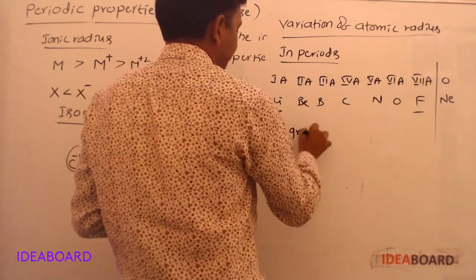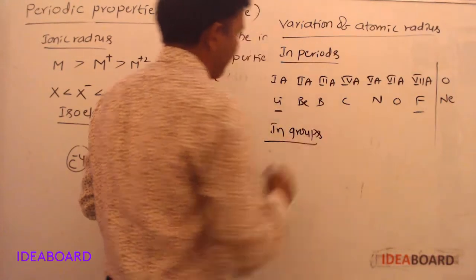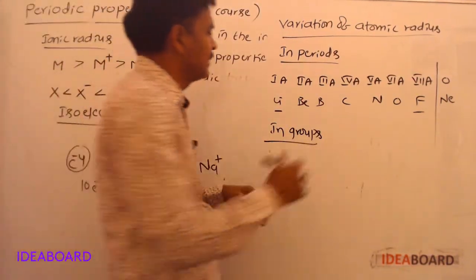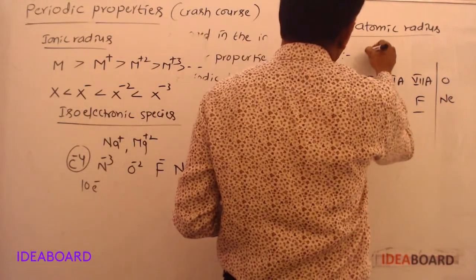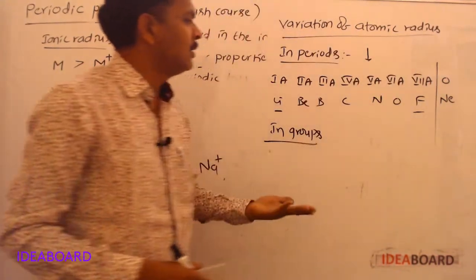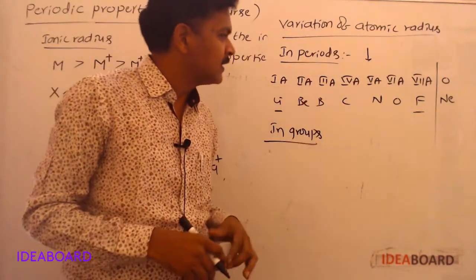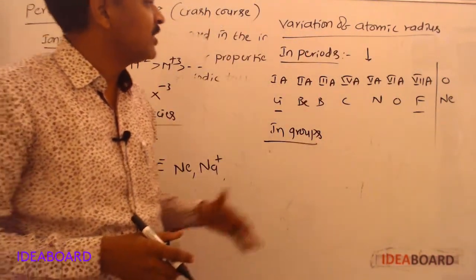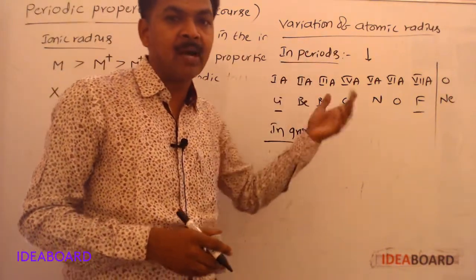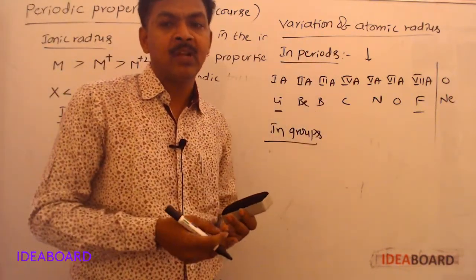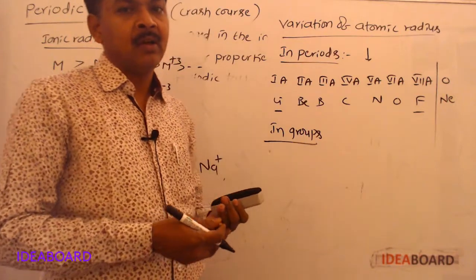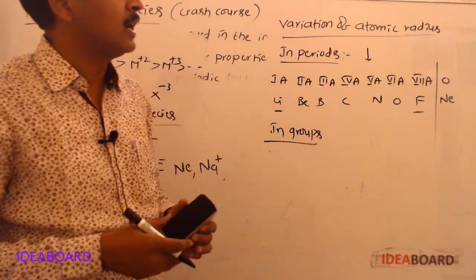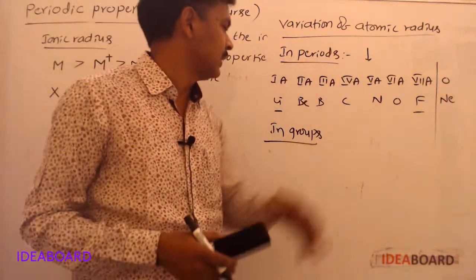In periods from left to right, atomic radius decreases because as atomic number increases, the differentiating electron enters the same orbit, but at the same time nuclear charge increases. The nuclear force of attraction on valence electrons increases. That's why atomic radius decreases.